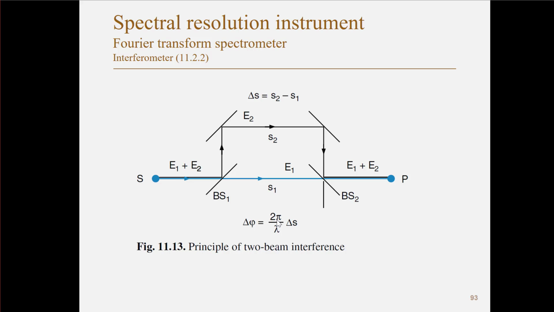So this will of course repeat every time delta S becomes one lambda larger, your phase will just go back to the same place again. I mean the phase here will grow, but since you can't see a difference in a phase of 360 degrees, it will repeat. So how can you use this for a spectral resolution instrument?